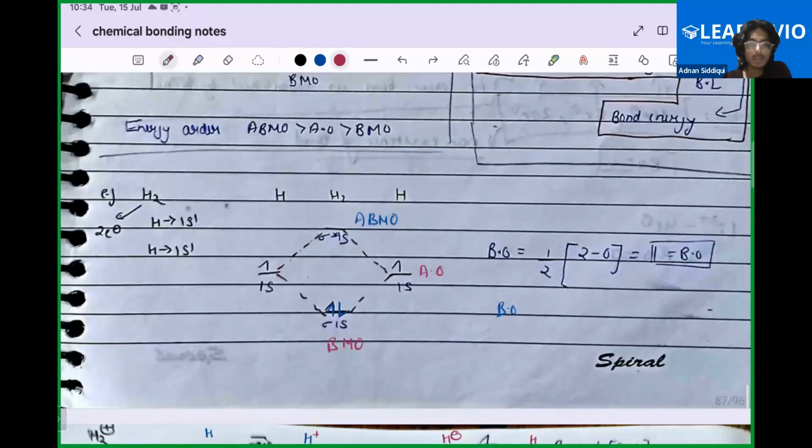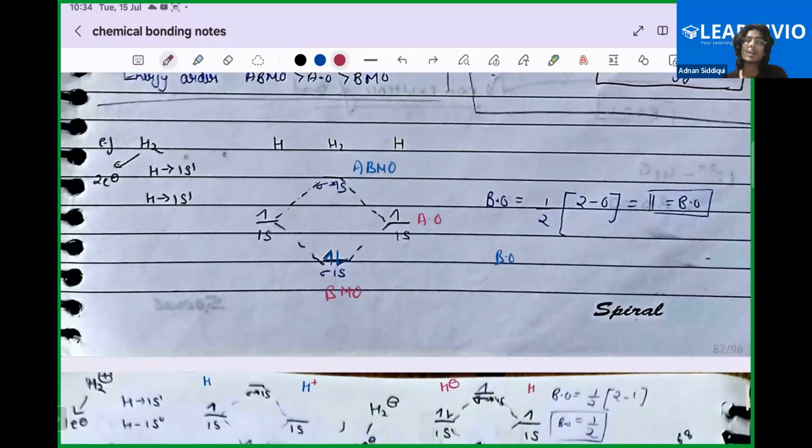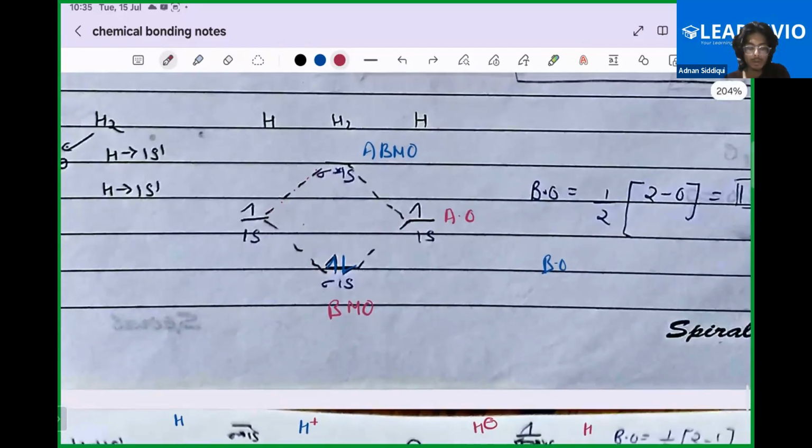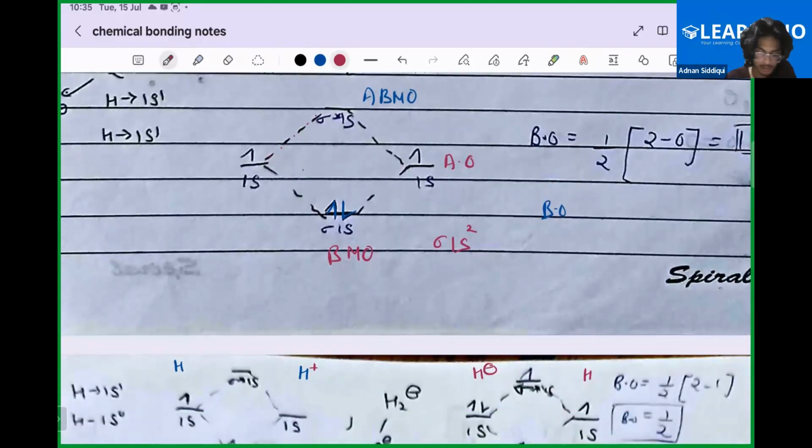Suppose they are asking you to write the molecular electronic configuration for the H2 molecule. How will you write it? How many electrons are there for the H2 molecule? There are two electrons. Both of them are present in sigma 1s, so you will write it like this. This is your electronic configuration for H2, sigma 1s2. Let me write it as well.